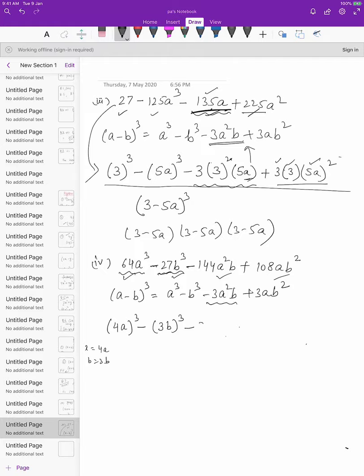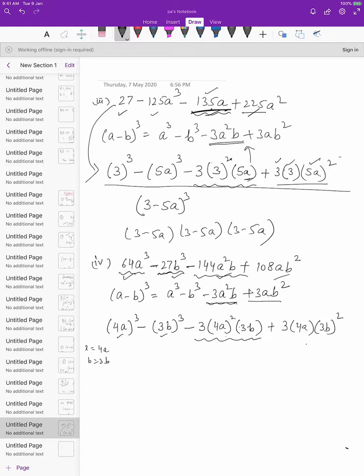Minus 3a square b. What is your a square? It is (4a) whole square into b, which will be 3b, plus 3ab square. A is again 4a and b is (3b) whole square. Whatever a and b you have chosen from the first 2 terms, you can put them in these 2 expressions, and now check whether this expression exactly matches with this expression or not.